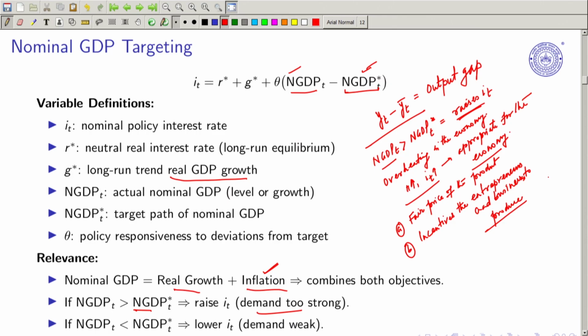So I hope it is clear that when we target nominal GDP, inflation is implicitly targeted, and when actual nominal GDP is greater than the potential nominal GDP, it will create high inflation, and you should be ready to increase the nominal rate of interest. If nominal GDP is less than the potential, which is NGDPT star, meaning how much should be and how much is actually, then you have to go for cutting the rate of interest, and this creates further weak demand in the economy, because you have excess supply in the economy. So this is how we often find.